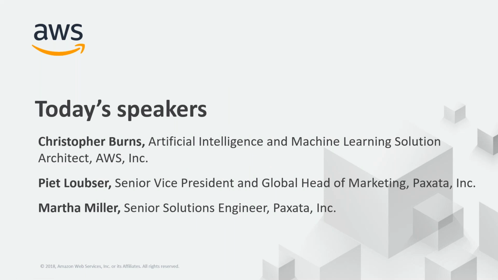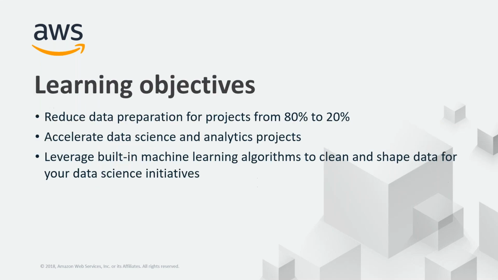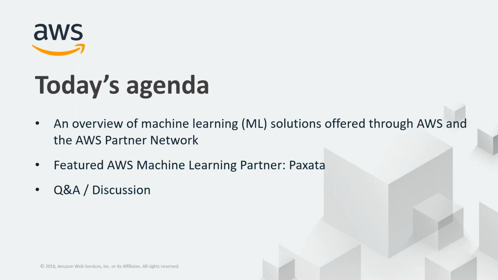But before we get to the partner, I want to just briefly touch on today's agenda, as well as our learning objectives. So the agenda is we're going to give you an overview of machine learning on AWS, as well as how it affects our AWS Partner Network, and we're going to hear from Paxata themselves right after that. And then finally, we're going to do a Q&A session at the end. So like I said, if you have questions, get them into that box. We'll get them answered for you live on the air today. It's a great benefit to ask your questions here today and get a live answer rather than via email.